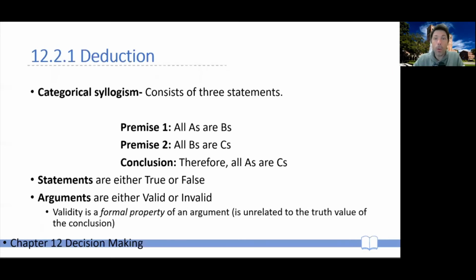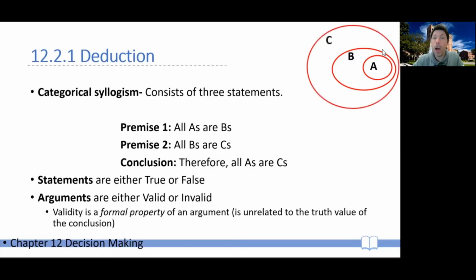So premise one, all A's, so this is the group of all things that are A, puppies, are B's. So all puppies are dogs. So now we've represented premise one. We can also represent premise two. All B's, all dogs, are C's, animals. Does it have to follow that all A's are C's? Absolutely. There's no other way.